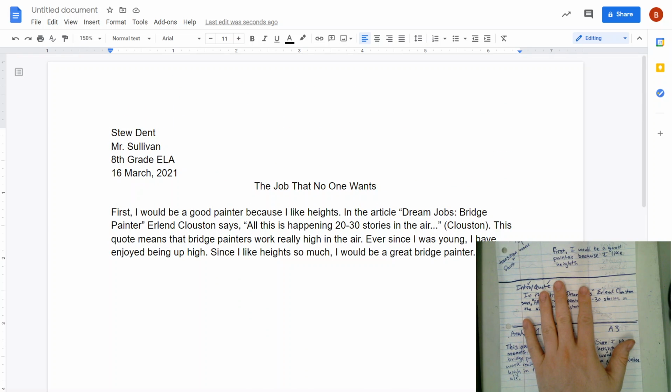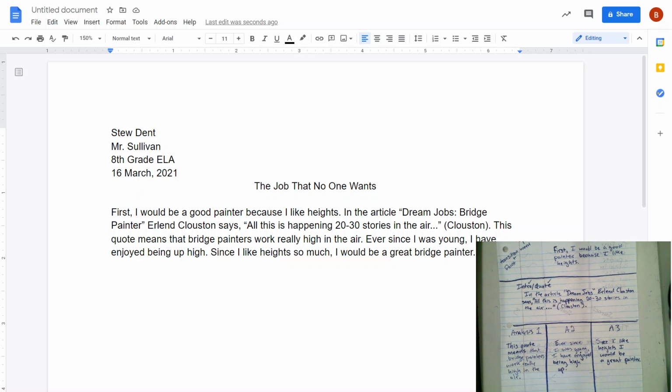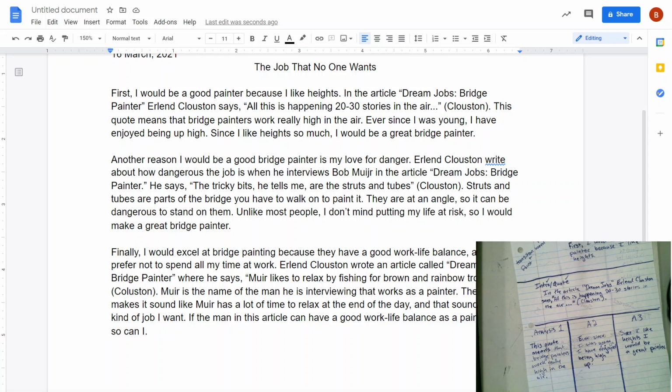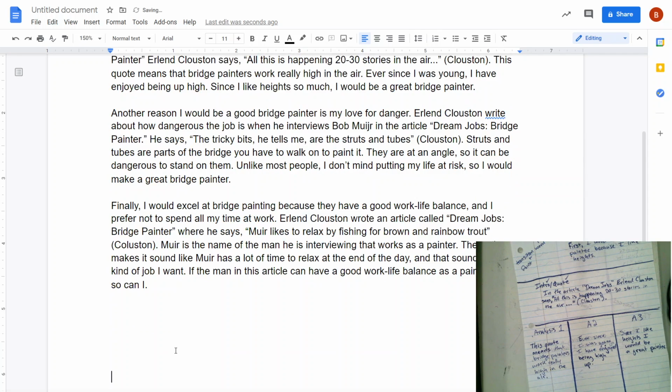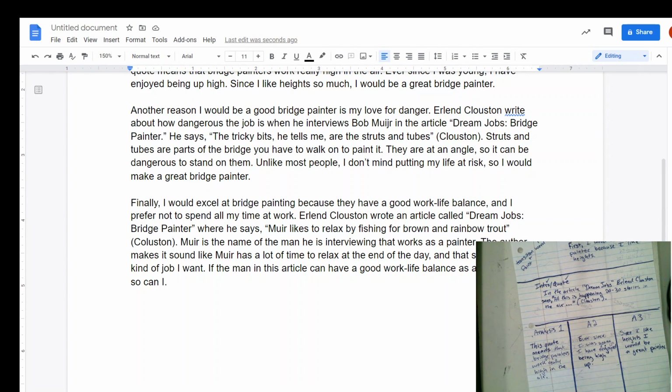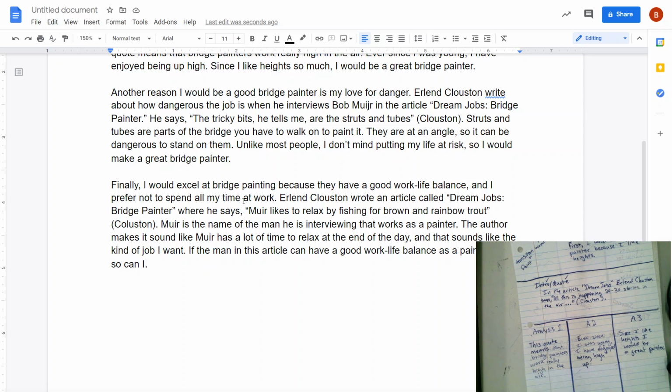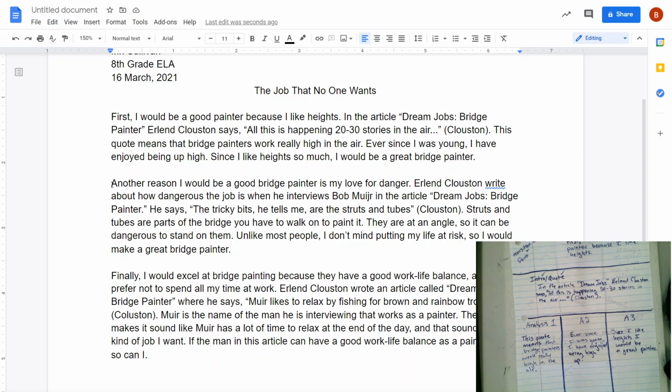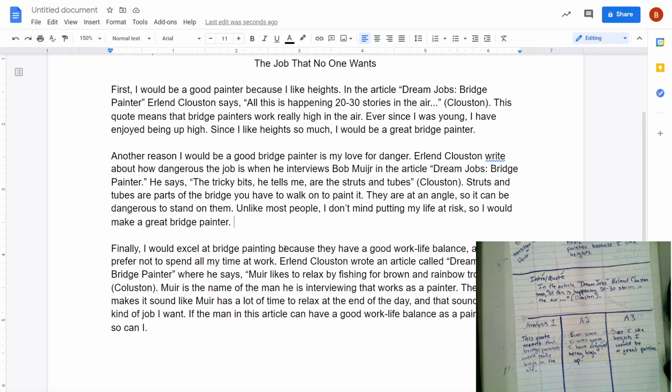I'm going to pause right now and fill in a few extra TIQA paragraphs. All right, so I've created 3 more TIQA paragraphs here. If you'd like, you can pause to read the example paragraphs that I put. I'll try to make sure that they're visible here. I won't read these to you, but I want to point out my topic sentences each start with a different transition. Okay, first, I would be a good painter because. Another reason I would be a good bridge painter is. Finally, I would excel at bridge painting because. Okay, don't be afraid to shake up your sentences. Try to say things in different ways.